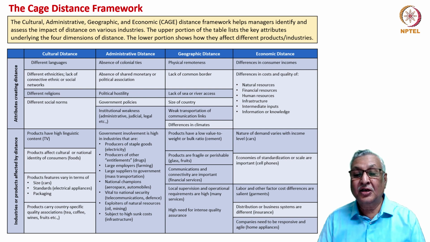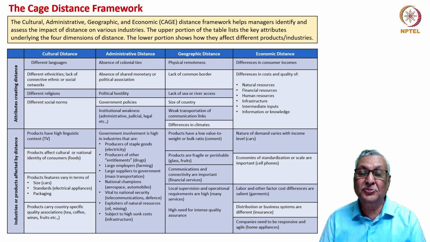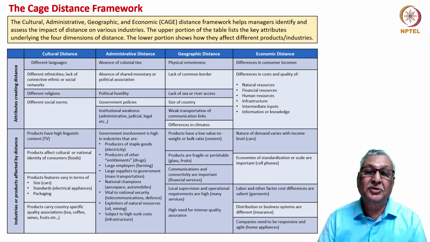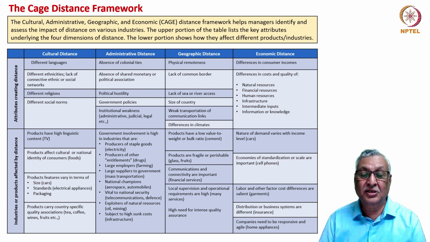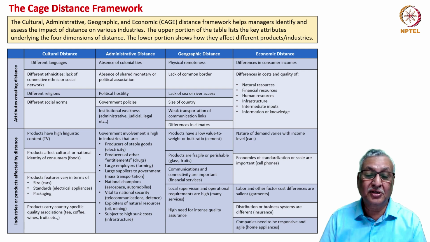Products that are fragile or perishable, glass and fruits. Although we may have packaging and transportation practices which take care of these things, the economics are impacted by the additional packaging and additional care that is required to be taken to make sure that the geographic distance is not handicapping the internationalization.